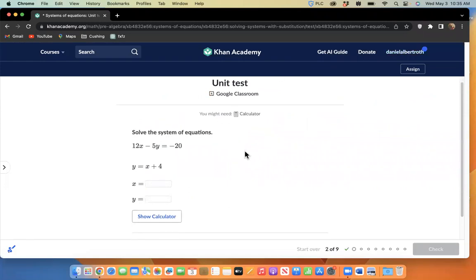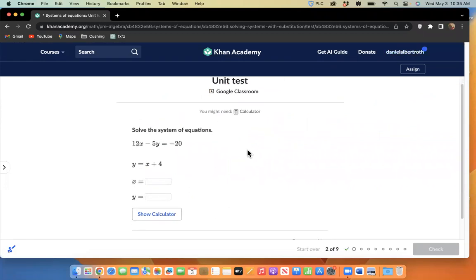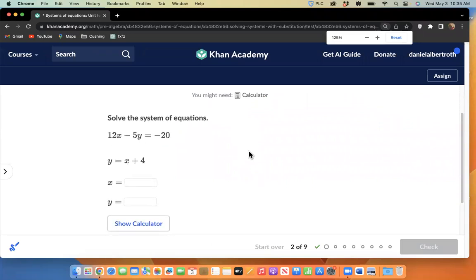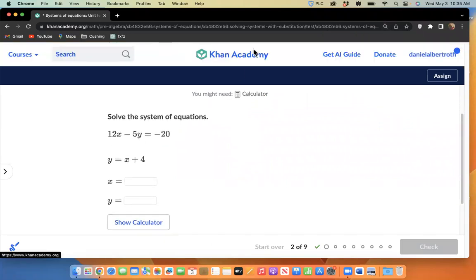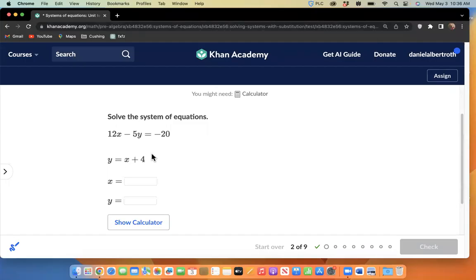All right, this one says solve the system of equations. So it doesn't give us a graph. If you wanted to do this graphically, you could. You could just put it in slope-intercept form and graph it, but I'm going to do it algebraically. So for this one, I see that the second equation is already solved for y. So the second equation says y equals x plus 4.